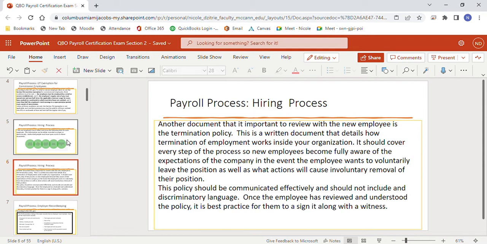Another document that is important to review with the new employee is a termination policy. This is a written document that details how the termination of employment works inside your organization. It should cover every step of the process so new employees become fully aware of the expectations of the company in the event that the employee wants to voluntarily leave the position, as well as what actions will cause involuntary removal from their position. This policy should be communicated effectively and should not include any discriminatory language. Once the employee has reviewed and understood the policy, it is best practice for them to sign it along with a witness. I'll talk a little later about the termination process.